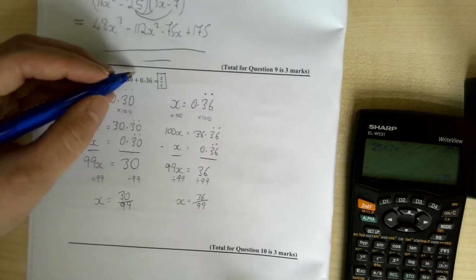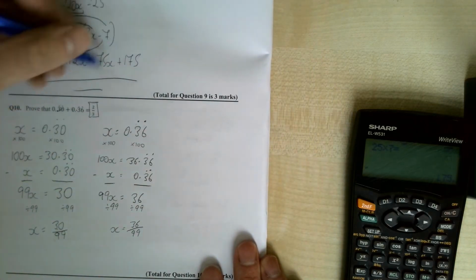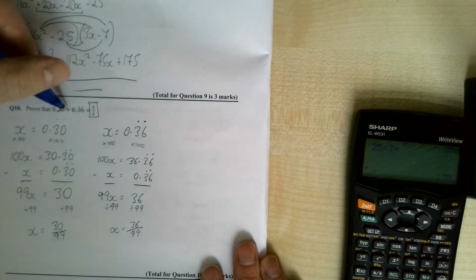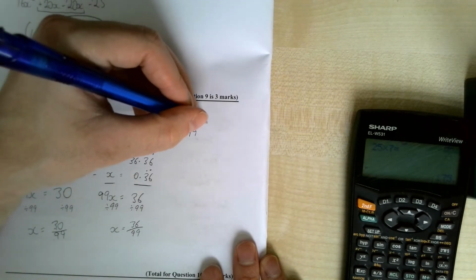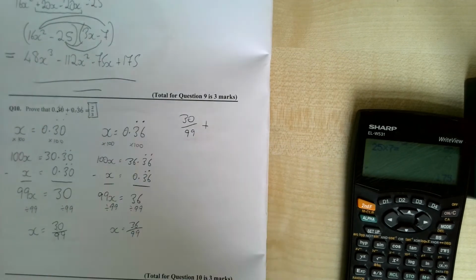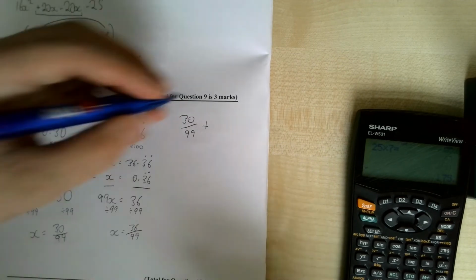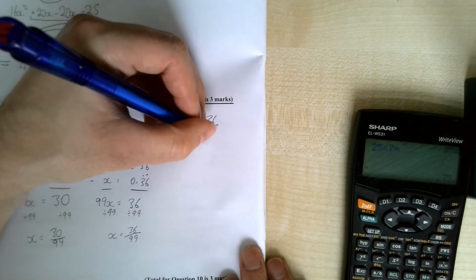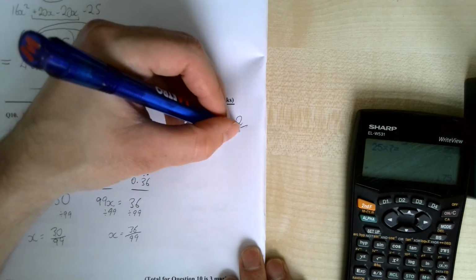If we rewrite what we originally had, I'll do it up here actually. So the 0.30 recurring is now 30 over 99, and we're adding to that the 0.36 recurring, which is going to be 36 over 99, and that should equal 2 over 3. That's what we want to show.